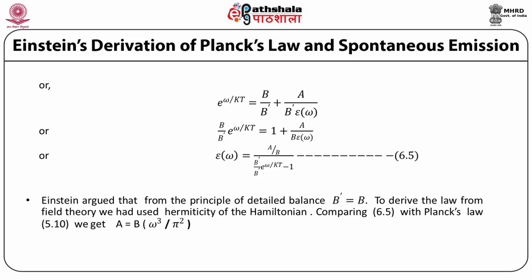Comparing 6.5 with Planck's law 5.10, we get A is equal to B into omega cubed by pi squared. Einstein's derivation was the first time that the whole idea of spontaneous emission was identified by him and was used in deriving Planck's law. Bose's derivation of Planck's law.